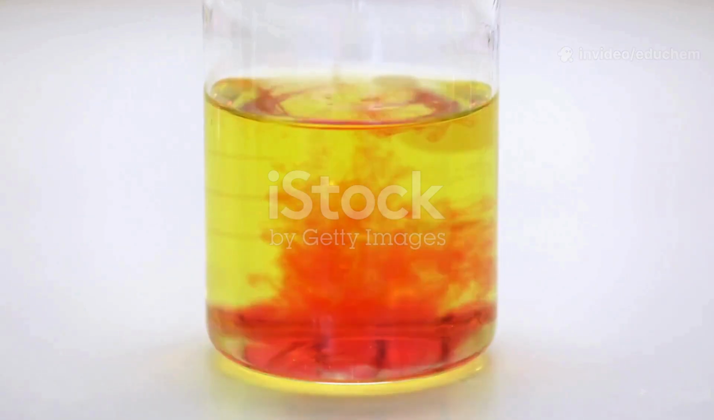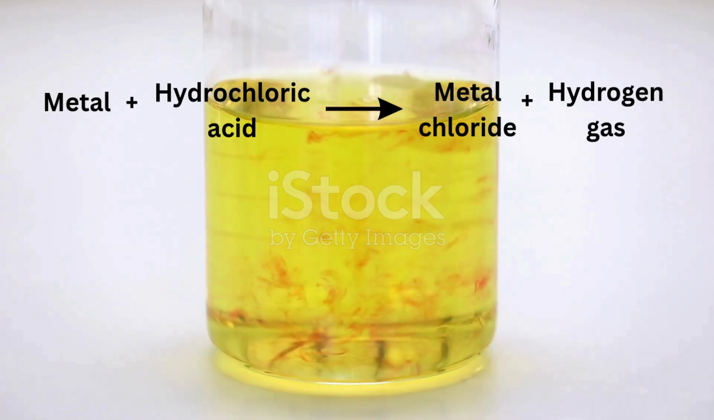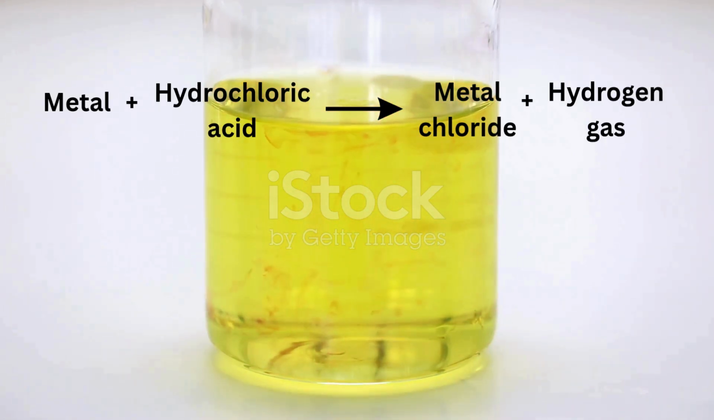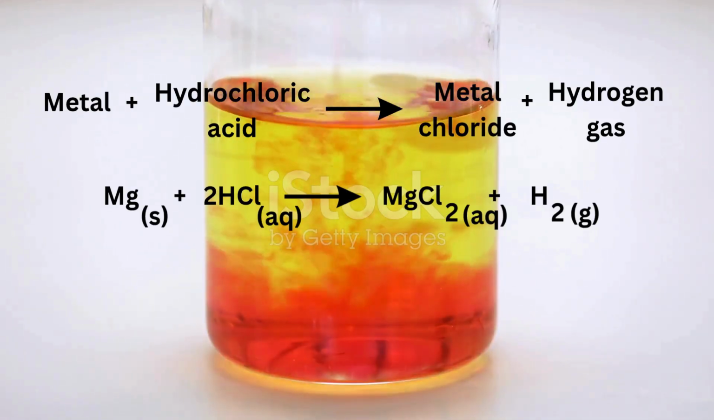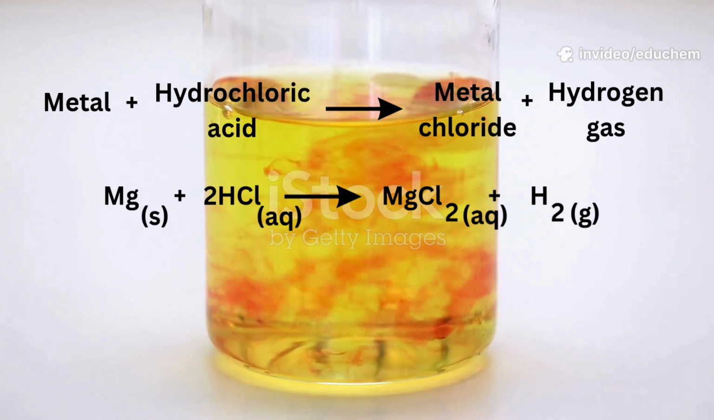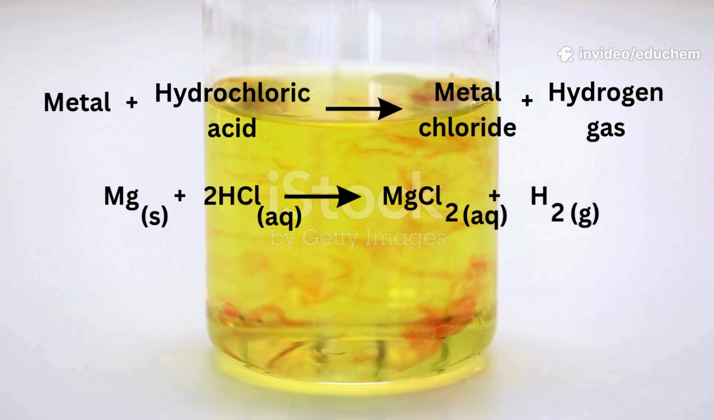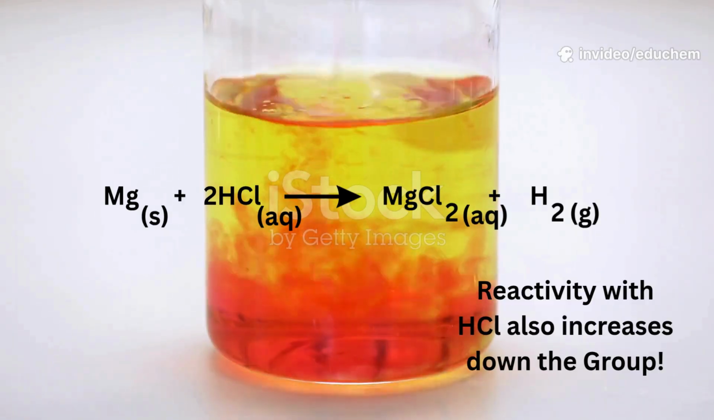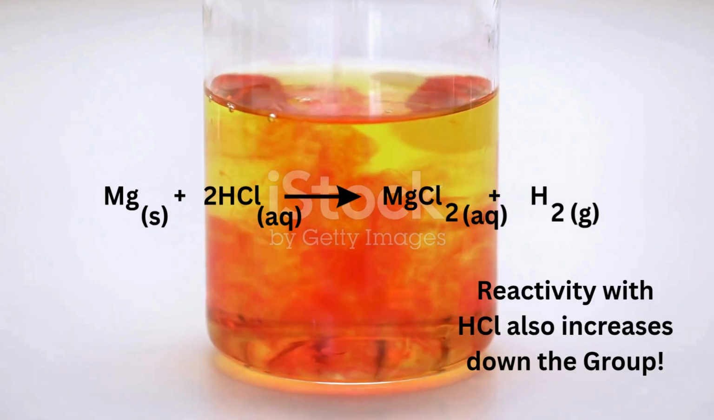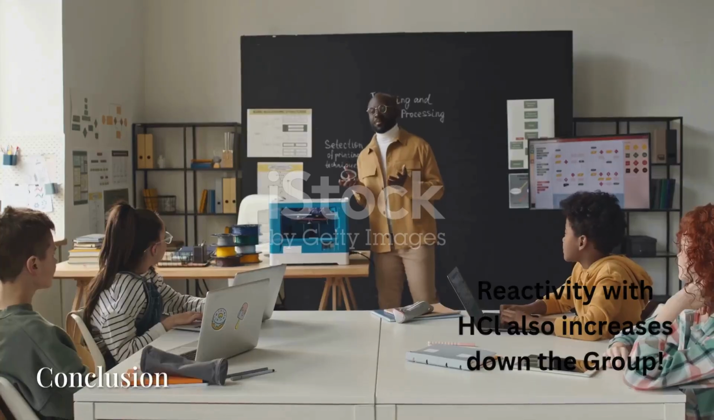Group 2 metals also react with dilute hydrochloric acid to produce metal chlorides and hydrogen gas. For example, Mg plus 2HCl produces MgCl2 plus H2. And just like with oxygen and water, the reaction becomes more vigorous as you go down the group.